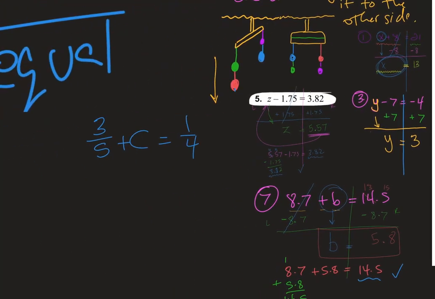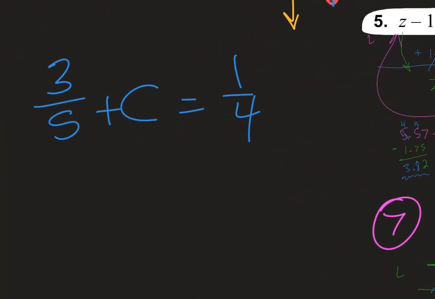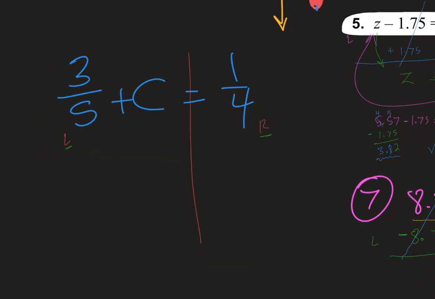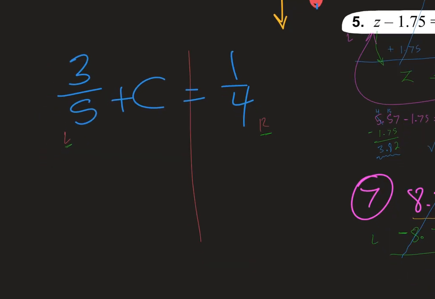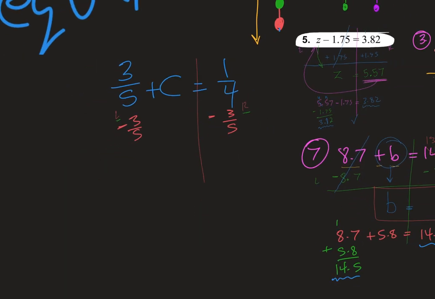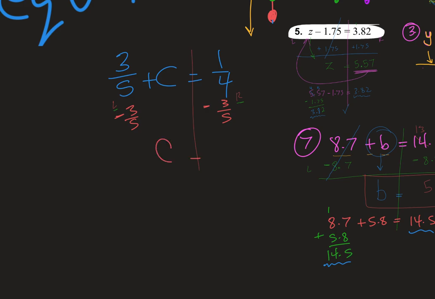Number 9. 3/5 plus c equals 1/4. The left and the right side here. By the way, you don't have to label left and right. I just am right now. So what's happening is that 3/5 is adding to c. We are going to subtract this 3/5 from both sides. So minus 3/5, minus 3/5. We have c is going to equal.